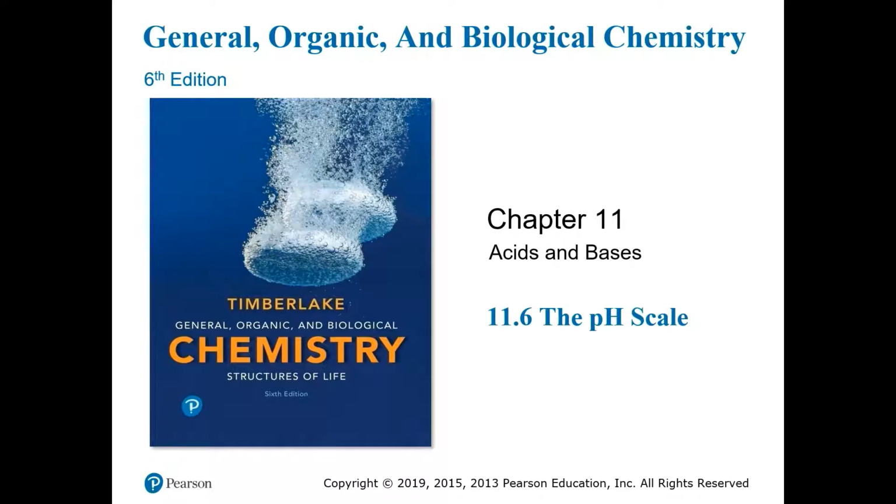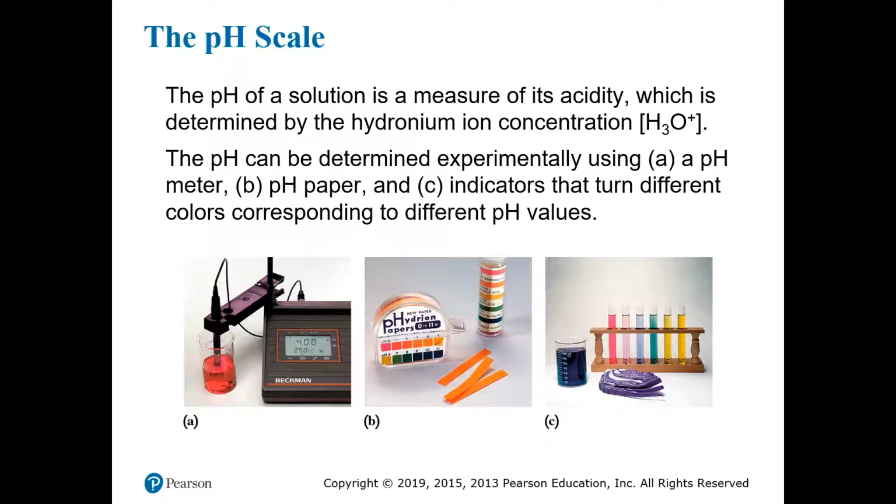This is Chapter 11, Section 6, the pH scale. In this section, we're going to learn about the pH scale. The pH of a solution is a measure of its acidity, which we know is determined by the concentration of hydrogen or hydronium ions in the solution.